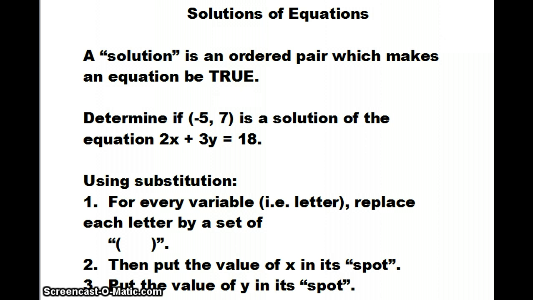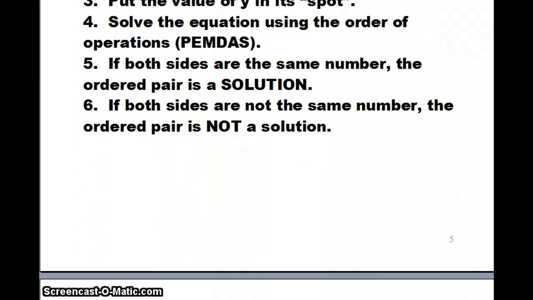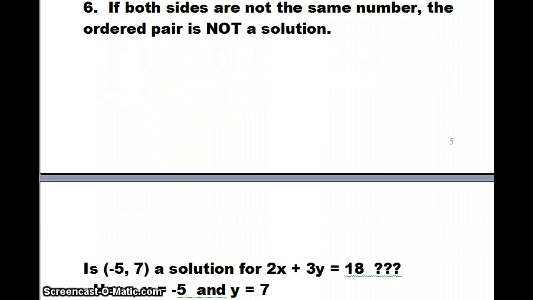That is, for every variable, which means a letter, replace every letter by a set of parentheses. After you do that, then you put the value of x in the proper spot where the x value is, and you put the value of y in the proper spot where the y value is. After that, you go through and solve it using the order of operations. If you get the same number on both sides, it's equal and it's true, and that ordered pair is a solution. If the numbers on both sides are not equal, then that ordered pair is not a solution or not an answer to the equation.